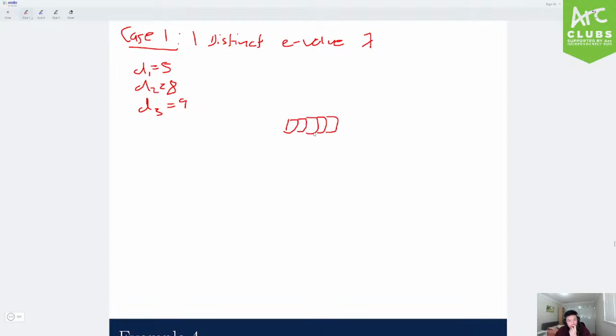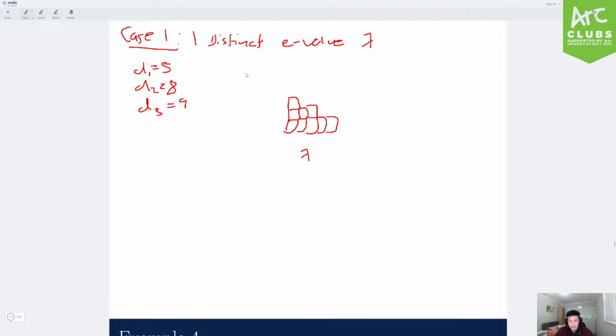In our next row, we know that the dimension of the nullspace of A minus lambda I squared is 8, so we need to add on 3 more blocks. And d3 was 9, so we need to add on another block here. Case 1 is if we have one distinct eigenvalue lambda. So this is a block diagram corresponding to lambda in this case.